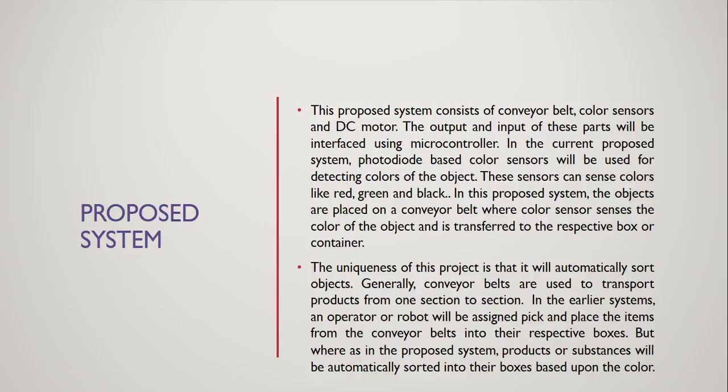Generally, conveyor belts are used to transport products from one section to another. In the earlier systems, an operator or robot would be assigned to pick and place the items from the conveyor belts into their respective boxes. Whereas in the proposed system, products or substances will be automatically sorted into their boxes based upon the color.